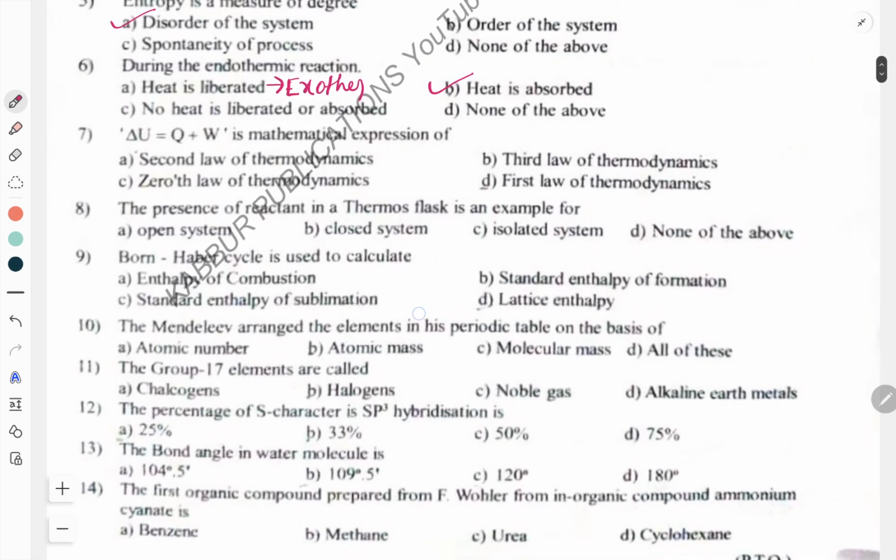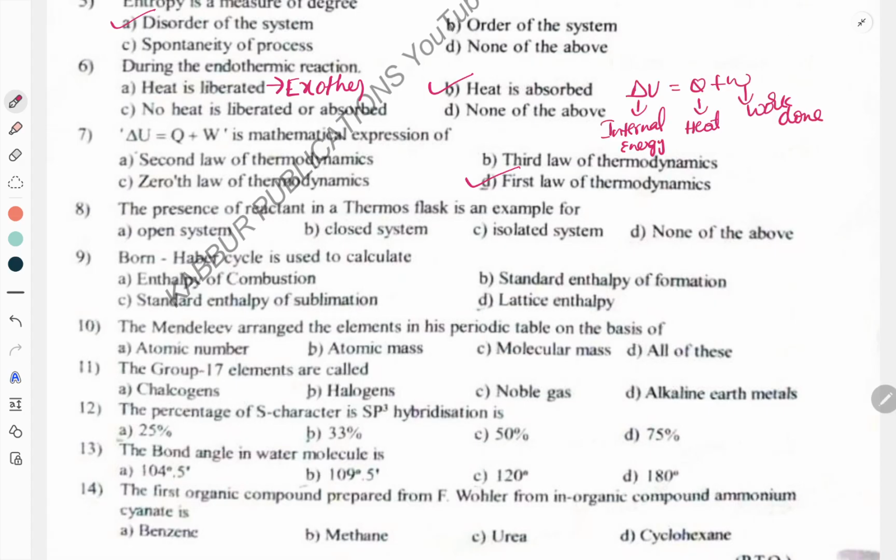Let us move on with the seventh question. Delta U equals Q plus W is a mathematical expression of the first law of thermodynamics. So option D is correct. What the first law says is that energy can neither be created nor destroyed, but it can transfer from one system to another. The mathematical expression for the first law of thermodynamics is delta U equals Q plus W, where delta U is internal energy, Q is heat, and W is the work done.